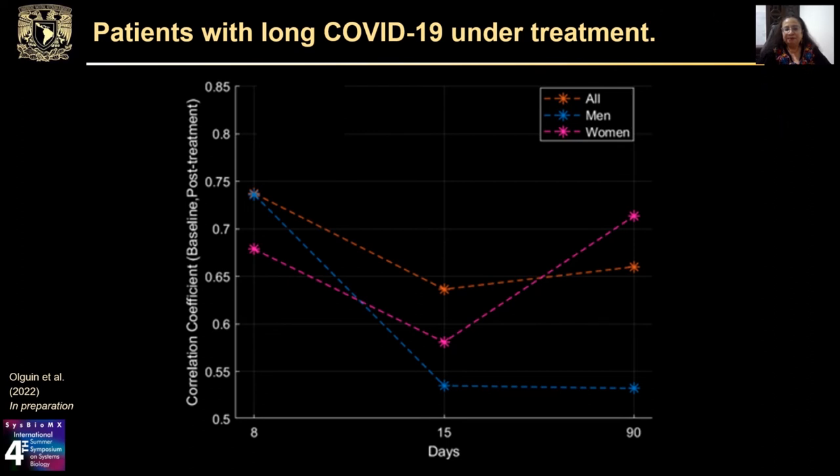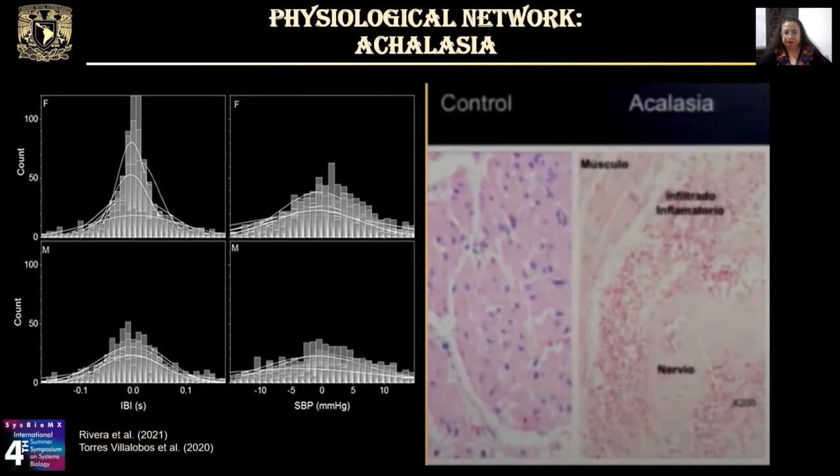Let us finish our discussion with achalasia. In achalasia, there is an inability of the lower sphincter to relax and open to let food pass into the stomach. In at least half of the patients, the lower sphincter resting pressure is also abnormally high. So it is a very bad disease. It is present in few patients. It is not a very common disease, but it's a very localized disease.